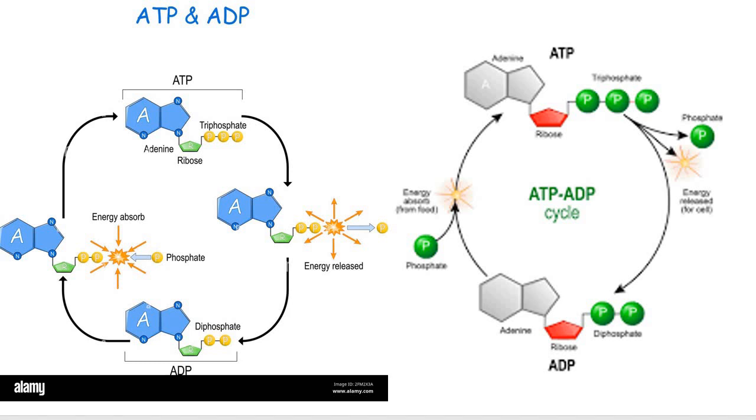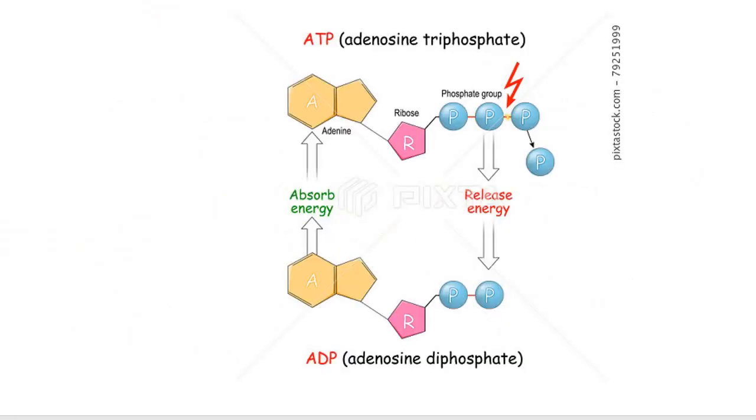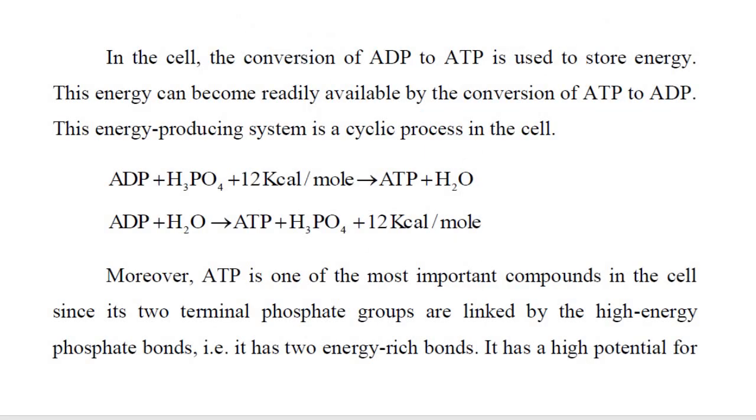In this other pictorial diagram, it is now clear to you how ATP is converted into ADP and what the meaning of exergonic or endergonic process is. Again, another pictorial diagram here. You can see adenine, ribose, phosphate groups, release energy, ADP, adenosine diphosphate, absorb energy, release energy, absorb energy, and this process goes on continuously. Now, in the cell, the conversion of ADP to ATP is used to store energy, and this energy can become readily available by the conversion of ATP to ADP. And this energy producing system is a cyclic process in the cell.